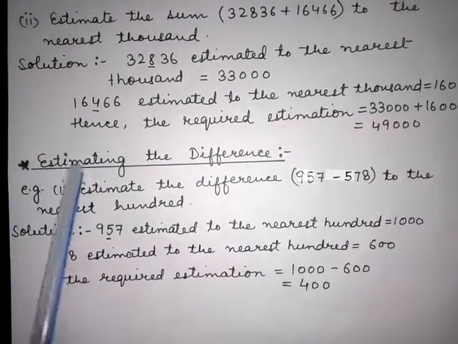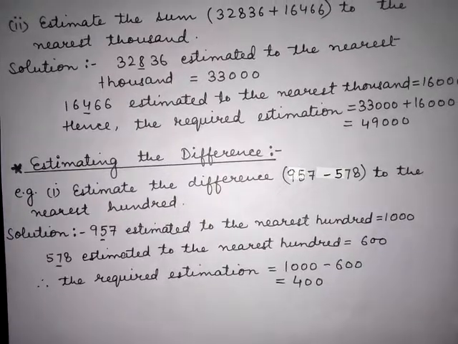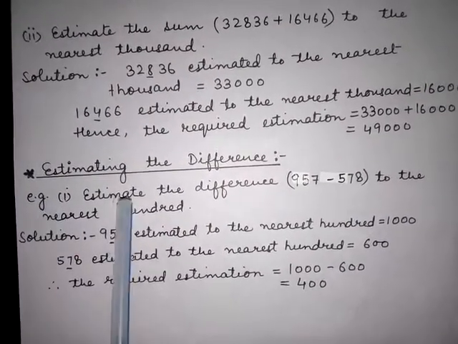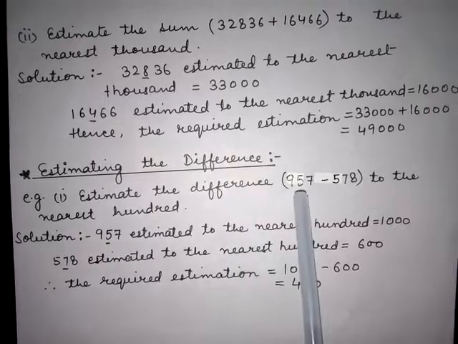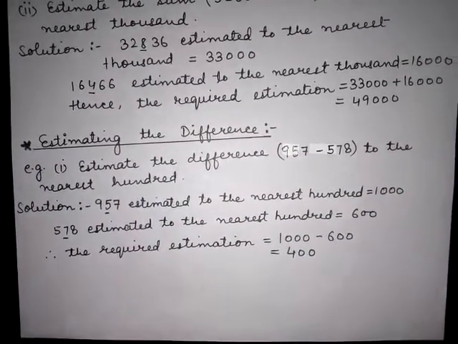Now similarly we will estimate the difference also. Difference means you have to do the subtraction. So we have the example. Estimate the difference 957 minus 578 to the nearest 100.